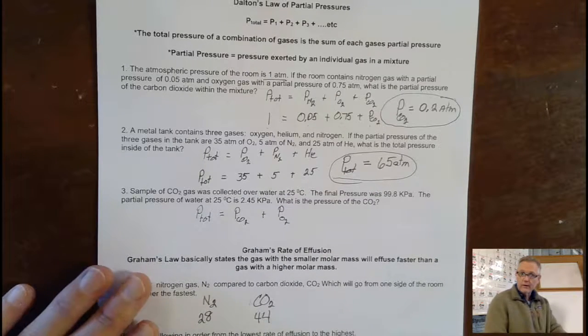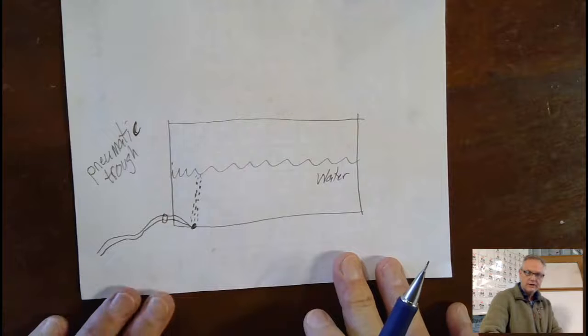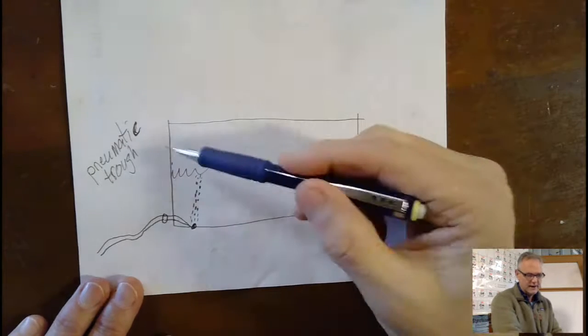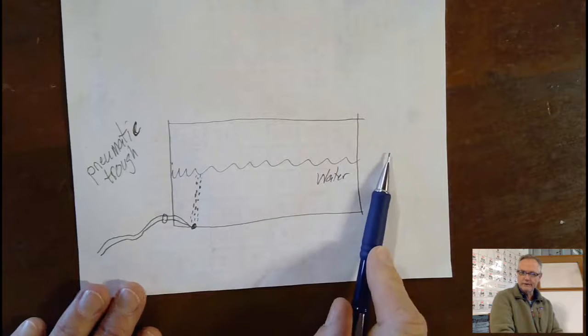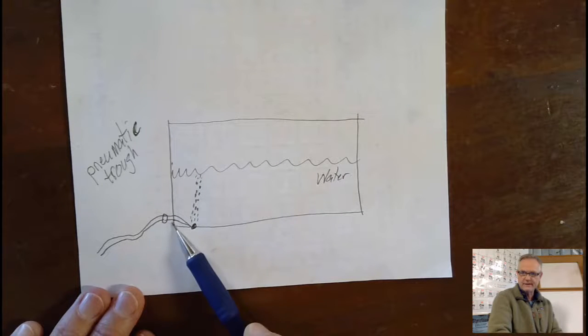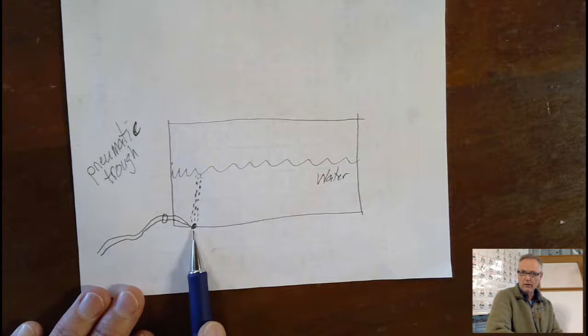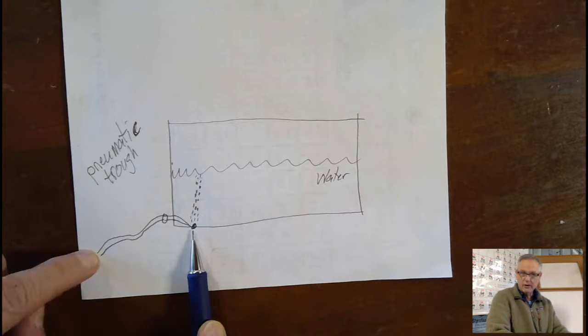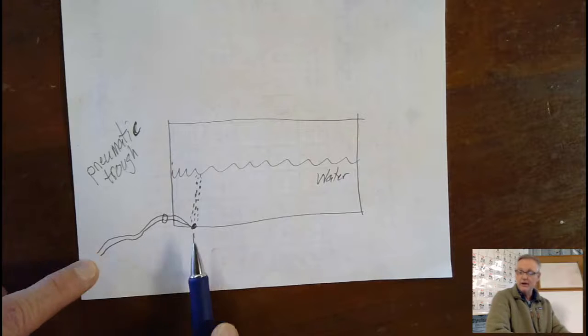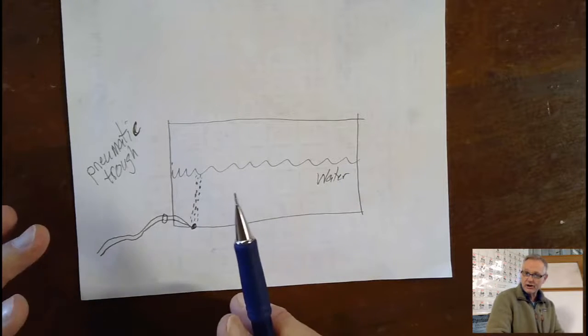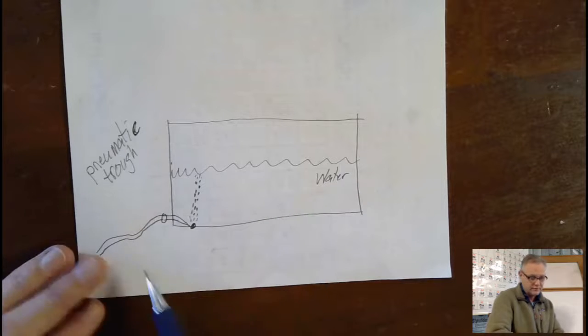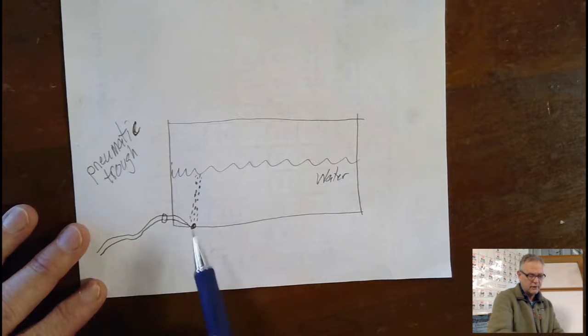This is called a pneumatic trough, and basically it's a plastic container. You put water into it. It has a little hose that goes in the side and a small hole at the bottom, and then you hook the open end to a test tube or an Erlenmeyer flask. When the reaction is taking place, if gas is being produced, the gas will be pushed through here and it will bubble up right here.